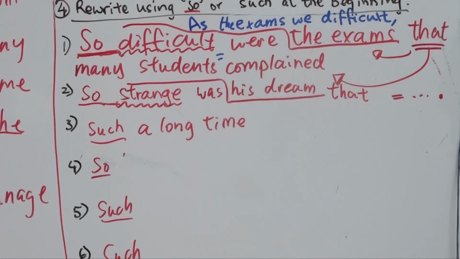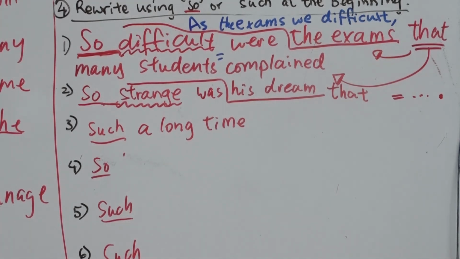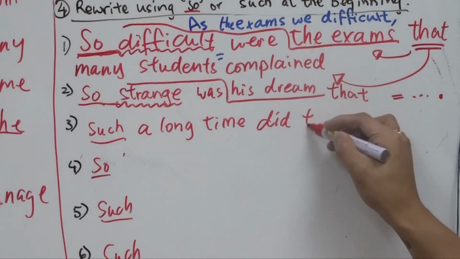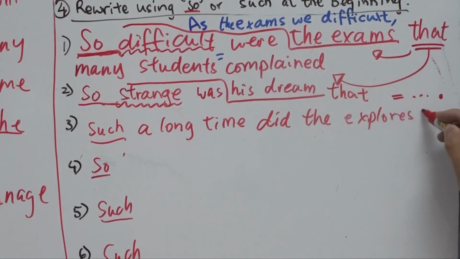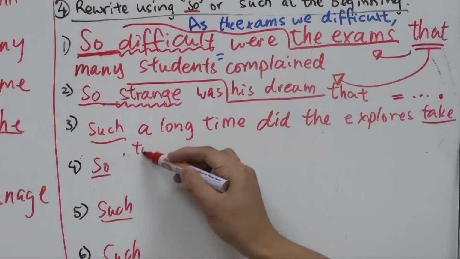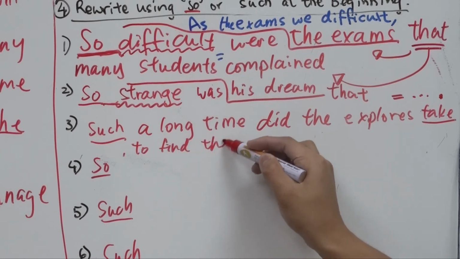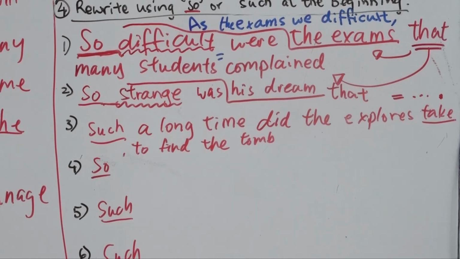What else? The explorers took such a long time, right? So it's pretty much the same. Paired there. Such a long time. Emphasis in did, right? Did the explorers take? We have take here, so obviously we need a to infinitive to find the tomb, right? Such a long time did the explorers take, right?